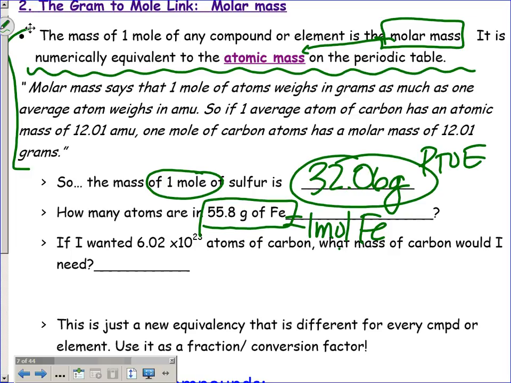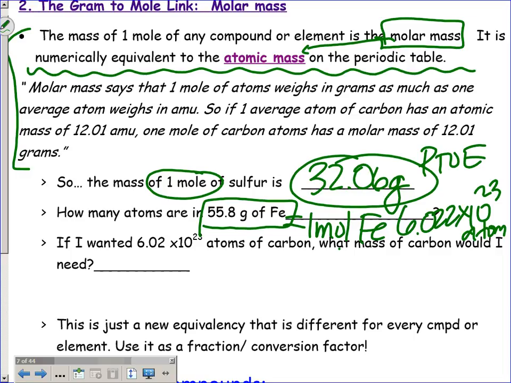Number of atoms. I started to hear it. Loud and proud? Okay, well, I'm going to say it as the mole is written: 6.022 times 10 to the 23rd. So how do we know that? 6.022 times 10 to the 23rd atoms. How do we know that many atoms are in 55.8 grams?